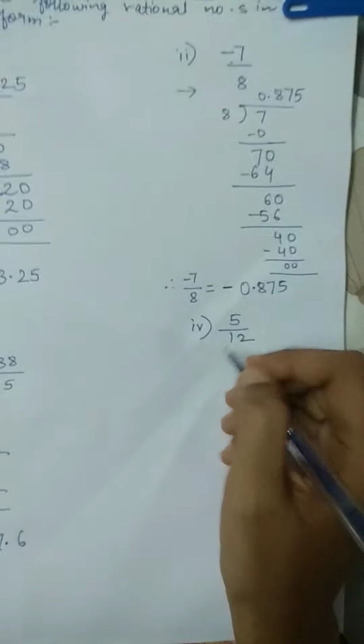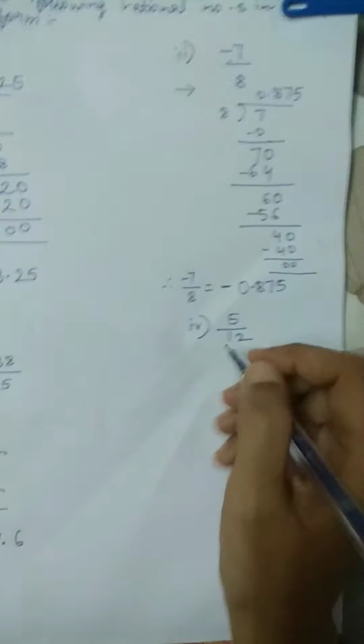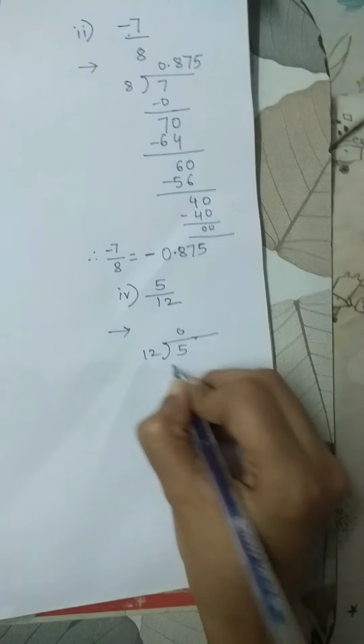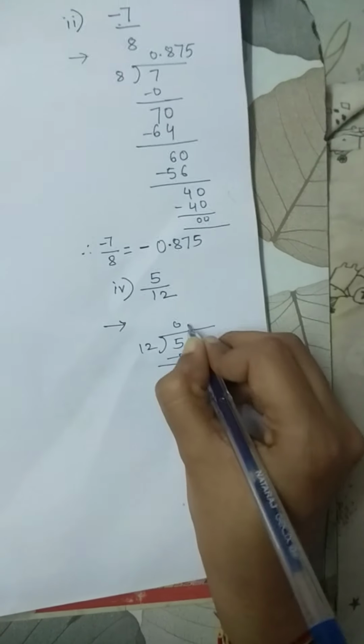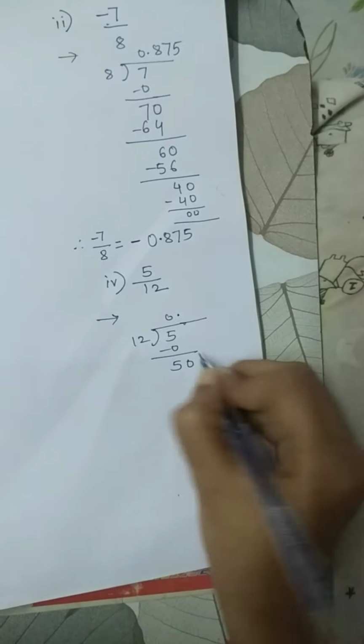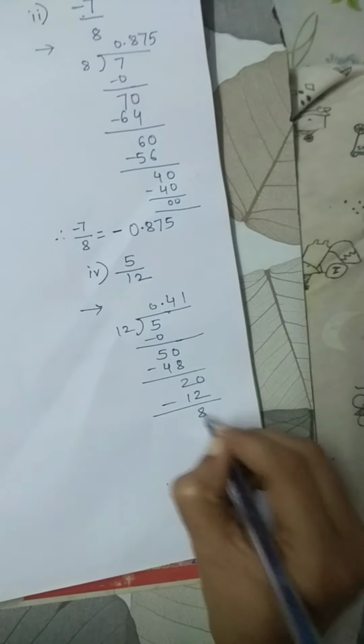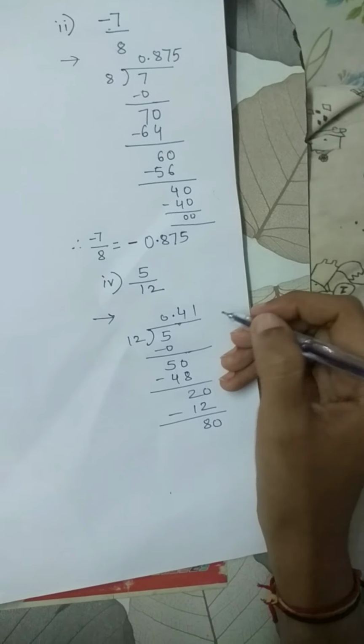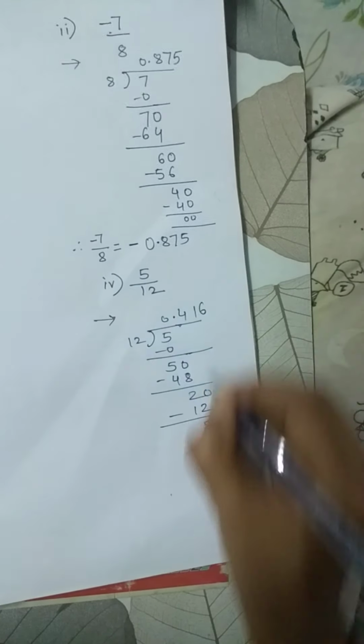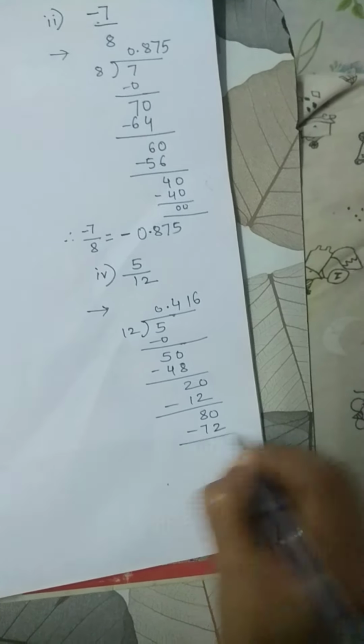Okay, next 5 by 12. So 5 is the dividend, 12 is the divisor. 5 doesn't come, so 12 zeros are 0. Decimal, and I'm taking 0 here. So 50. 12 4s are 48. 12 1s are 12. 12 6s are 72. Now again 8 is coming. Again 12 6s are 72.